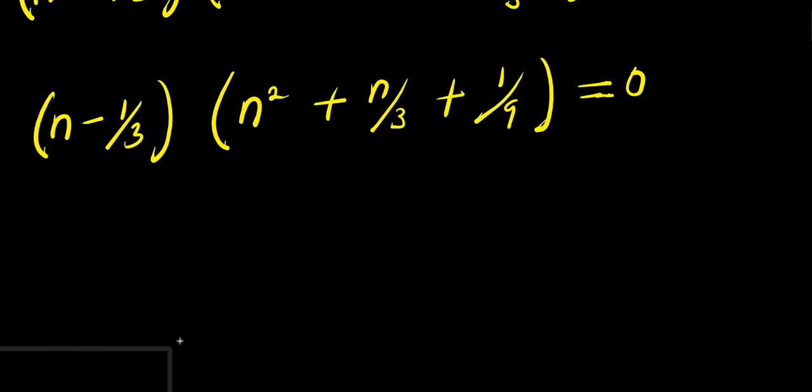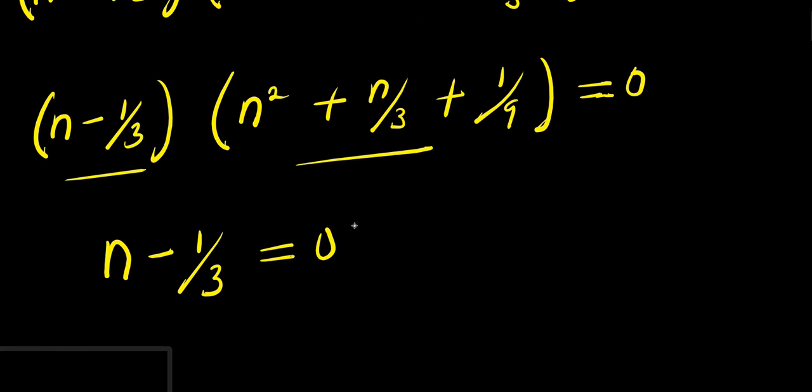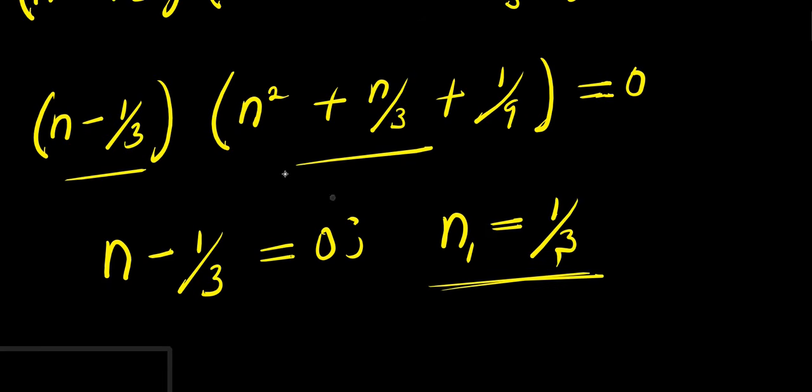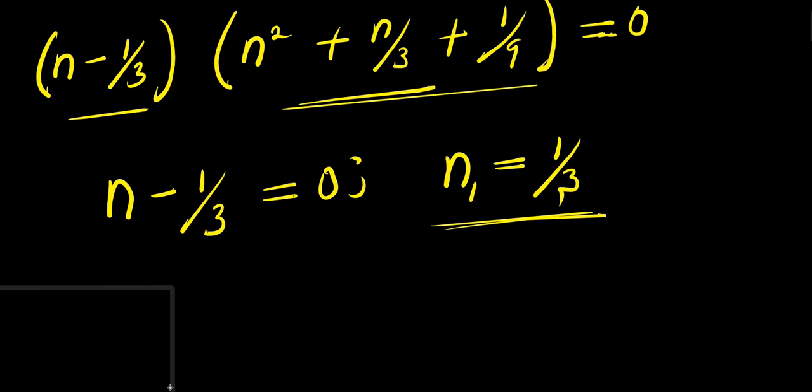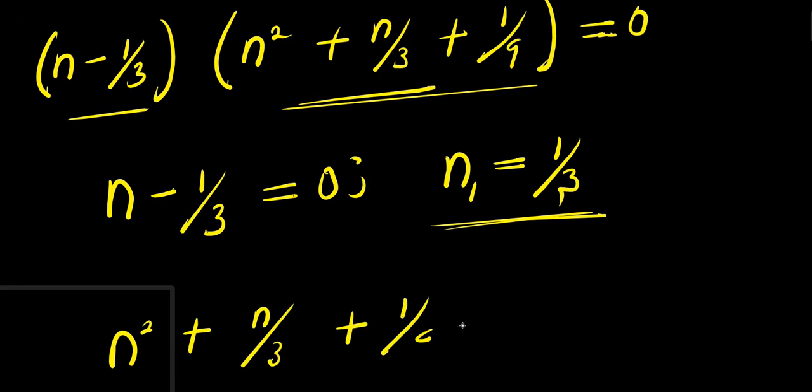So what we are going to do will be to equate each of these to 0. We have n minus 1 over 3 equals 0. That means n equals 1 over 3. That's our n1. To solve this other one here, we need to equate n power 2 plus n over 3 plus 1 over 9 equals 0.